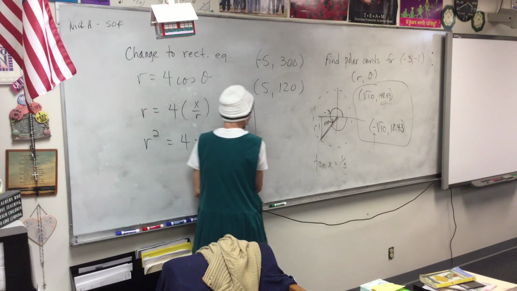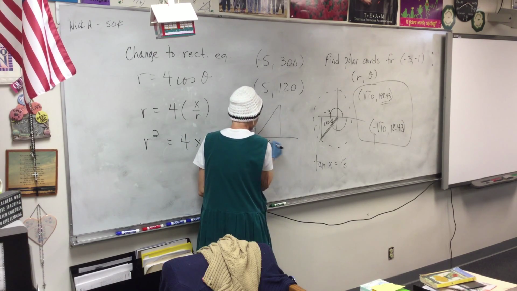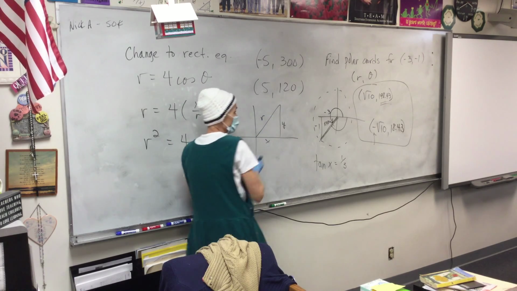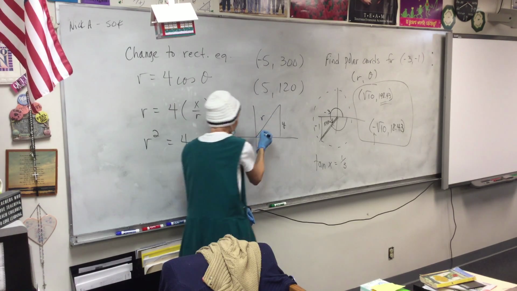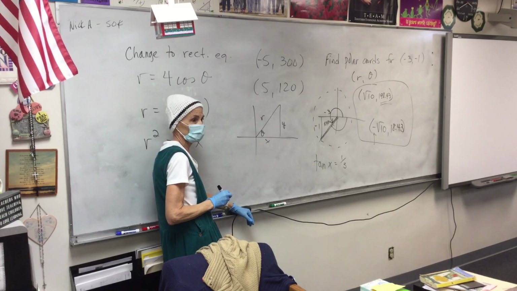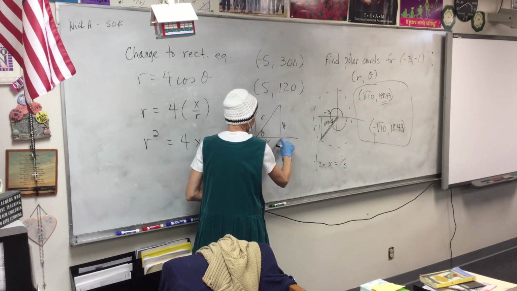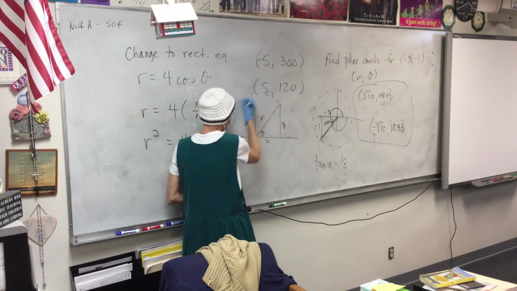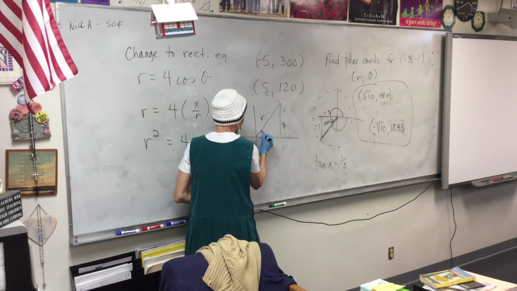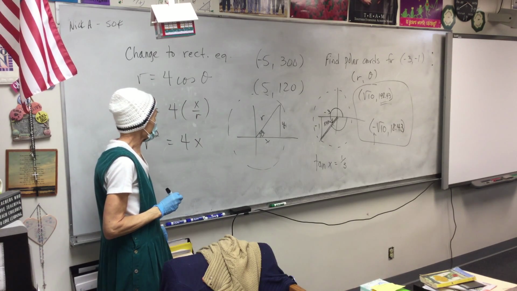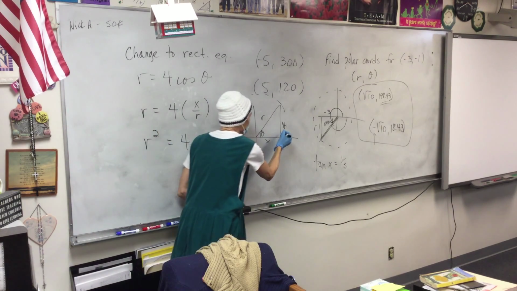I'm going to come over here for a minute and I'm going to draw this picture. This is x and this is y. Would you agree with me? This is r. And this is theta. So this picture shows the horizontal and the vertical. It shows the radius and it shows the direction angle. This is a right triangle, right?